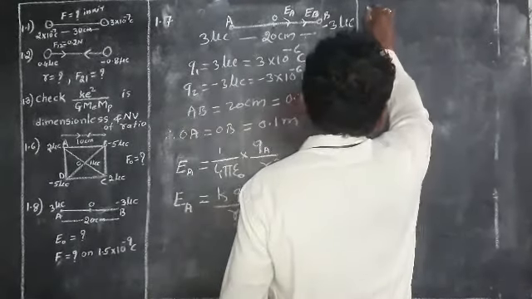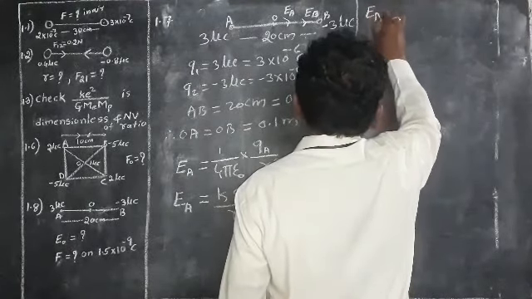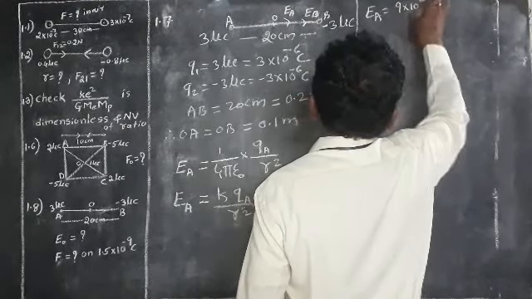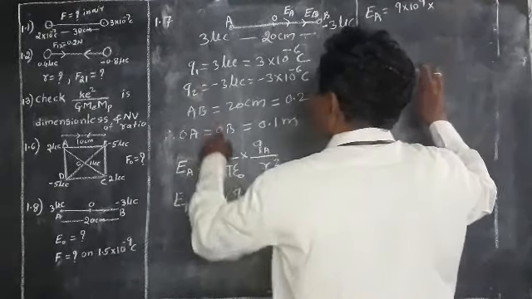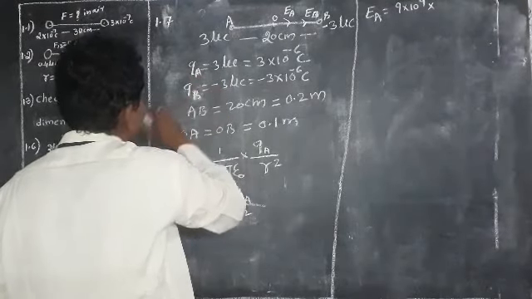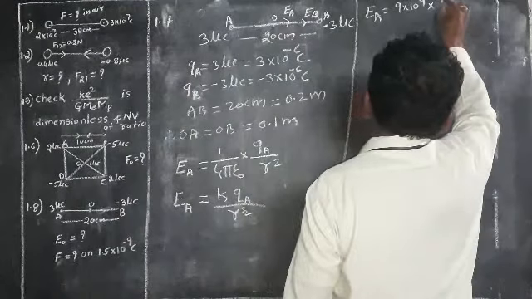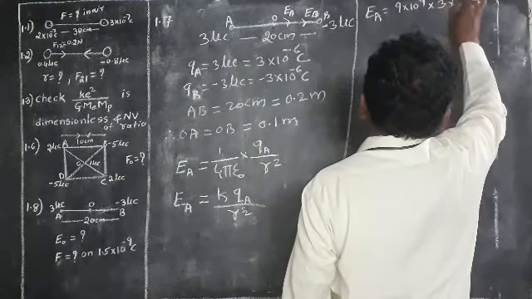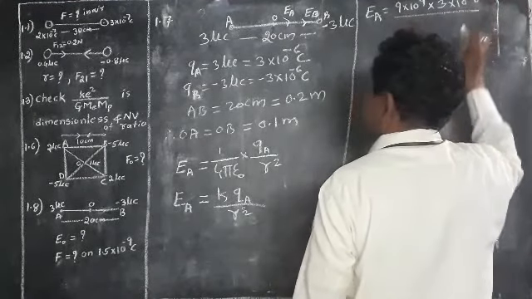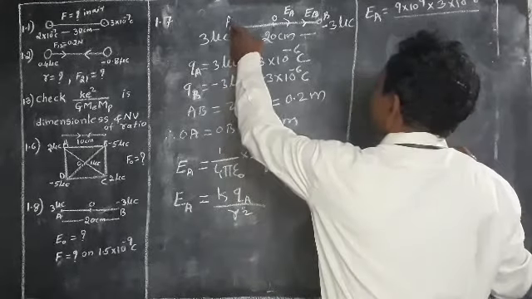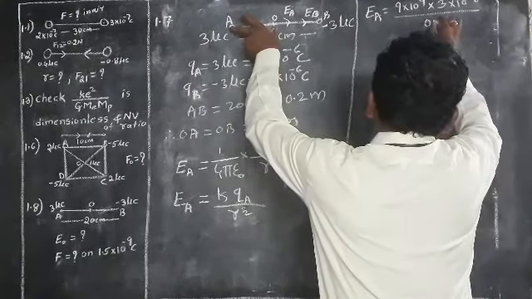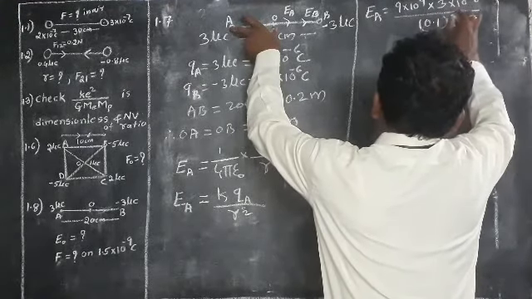We get EA is equal to K, which is 9 into 10 to the power 9, into QA, that is QA and QB, the charge at A and B. QA equal to 3 into 10 raised to minus 6, upon R square, but here R equal to OA, the distance between charge and the point, that is equal to 0.1 square.